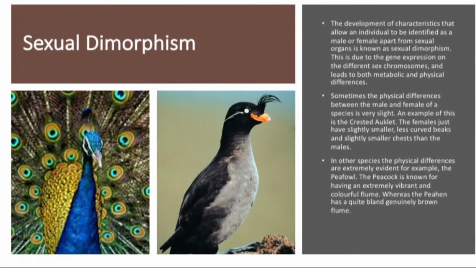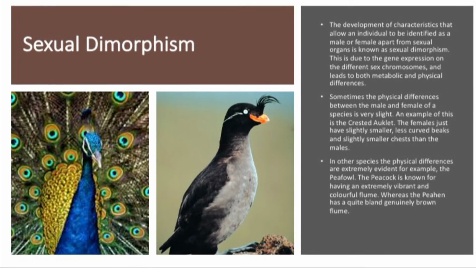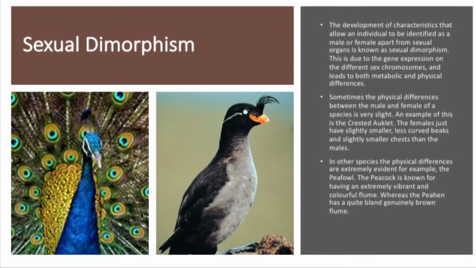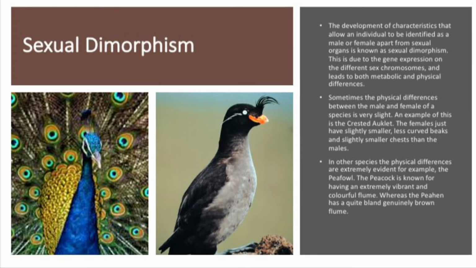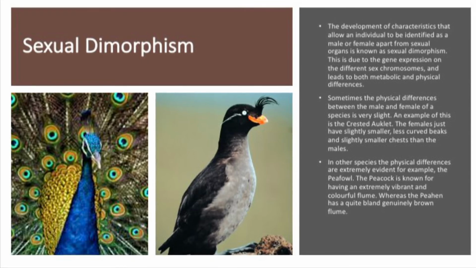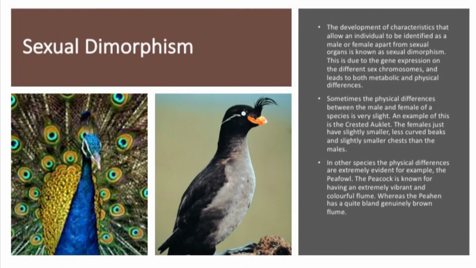Once the sex is determined, that does not only affect the reproductive systems, it also affects other characteristics. The development of characteristics that allow an individual to be identified as either male or female, apart from their sexual organs, is known as sexual dimorphism, and this is due to gene expression on the different sex chromosomes. This leads to metabolic, physical, and sometimes even behavioural differences between the genders.